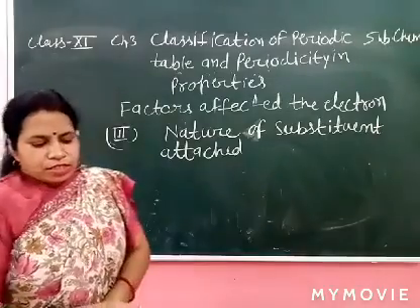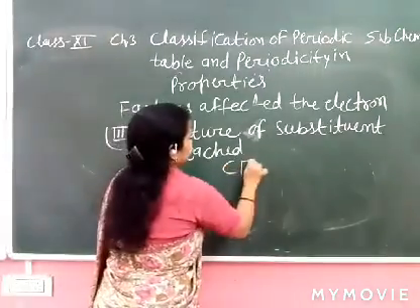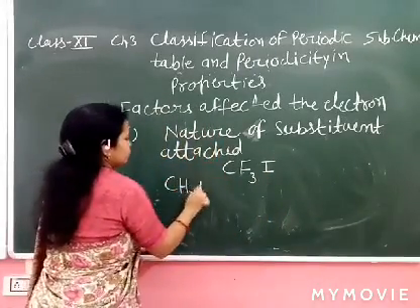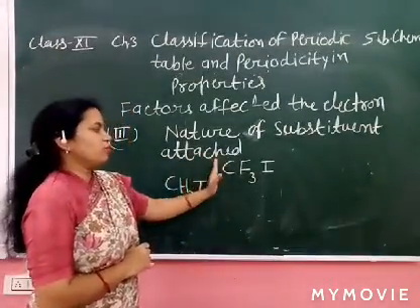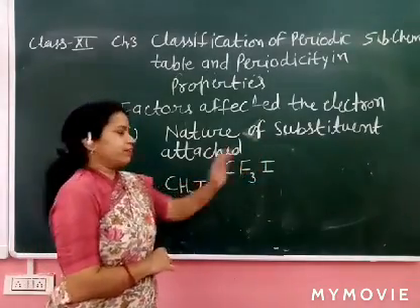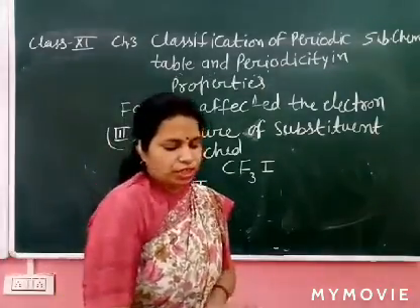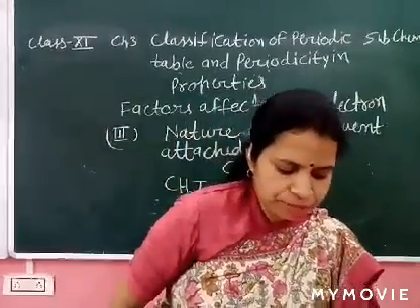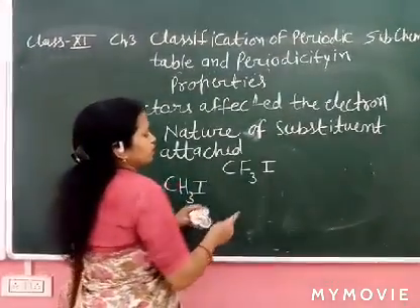Let's see. Suppose we take an example like CF3I and CH3I. So these are the substituents. In CH4 we replaced the hydrogens by 3 fluorine and 1 iodine. Here we replaced 1 hydrogen by 1 iodine, CH3I. Which is more electronegative? Let's see. The carbon atom in CF3I acquires a greater positive charge. Why does it acquire the greater positive charge?